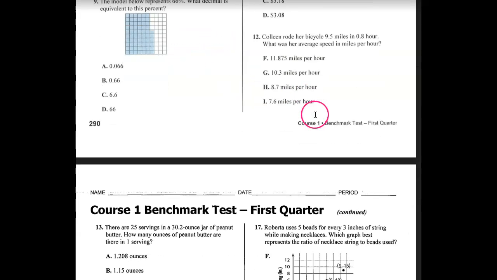For number 12, Colleen rode her bicycle 9.5 miles in 0.8 hours, right? What was her average speed in miles per hour? So we want miles per hour. That means we're going to try to figure out how to turn it into 1 hour. So all I have to do is take 9.5 and divide by 0.8. So you can get your unit right there. That's how you do number 12. 9.5 divided by 0.8.